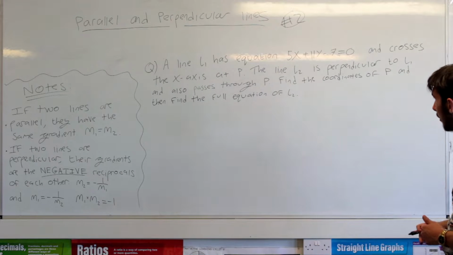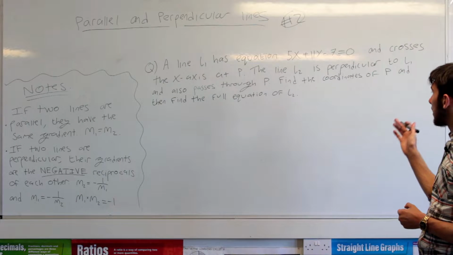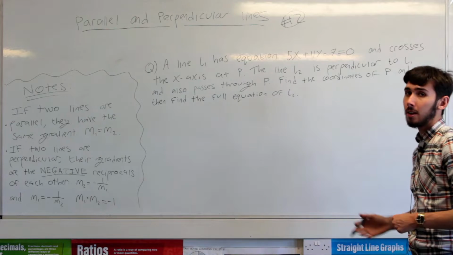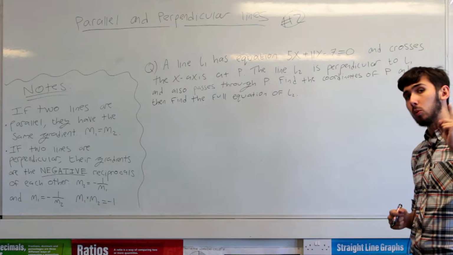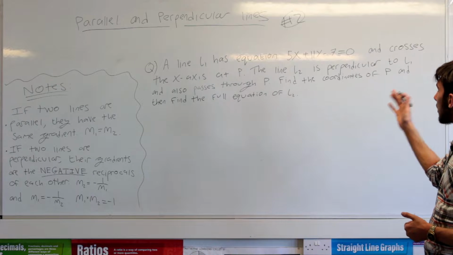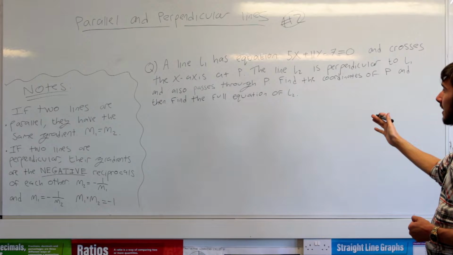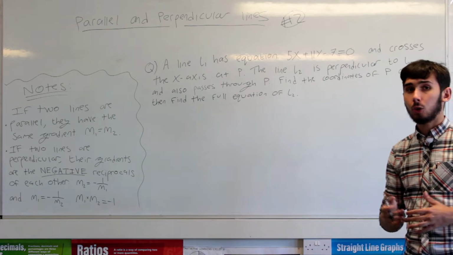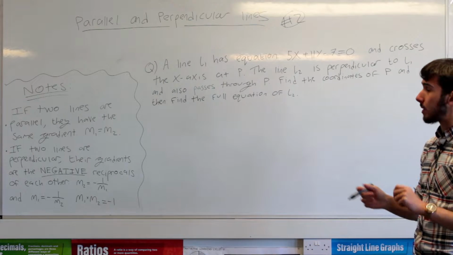Okay, so the first part of this is that we need to find the coordinates of P. Finding the coordinates will give you 1 mark. So we want to find the coordinates of P. How do we do it? Well, we get told that it crosses the x-axis at P. So all we have to do, you can do it 2 ways actually.